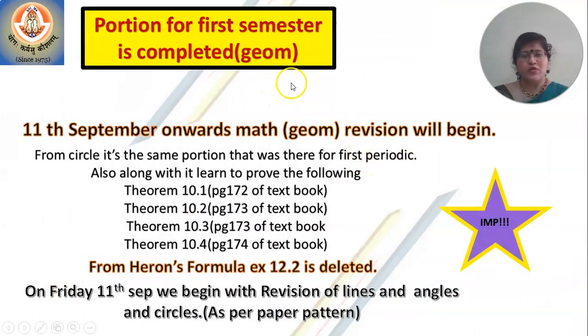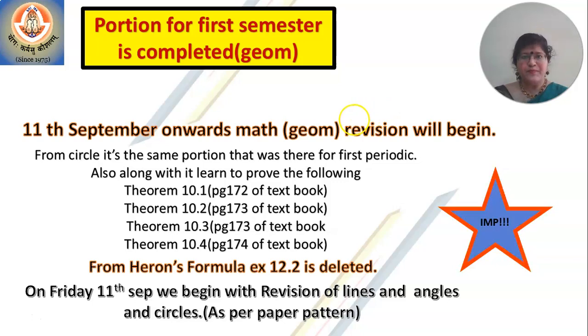Now, the portion for the first semester is already completed. From lines and angles, you have only exercise 6.1 and one theorem. That is, when two lines intersect each other, the vertically opposite angles so formed will be congruent. Now, from 11th of September, your revision for math geometry will start.